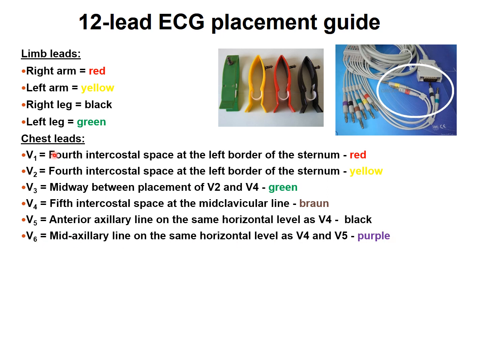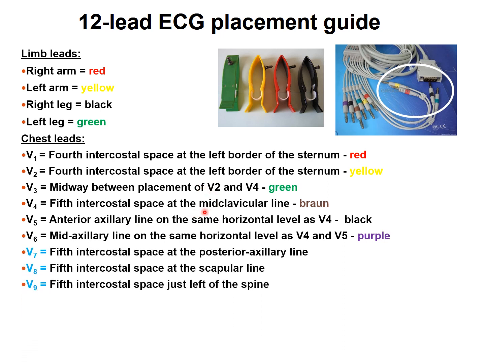The attachment of the chest leads starts in the fourth intercostal space and ends in the mid-axillary line, on the same horizontal level as V4 and V5. If we summarize these chest leads, we will see that we only have electrodes in the anterior place. We have no electrode on the posterior, on the back.